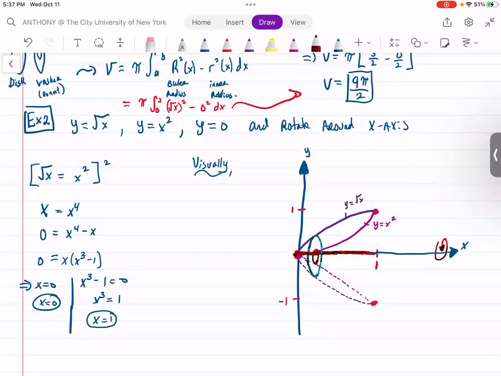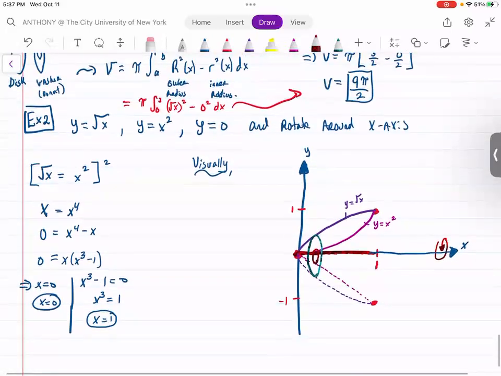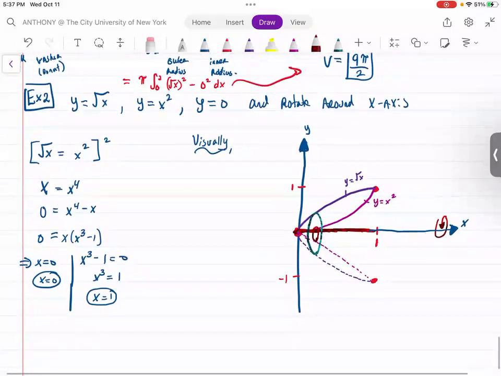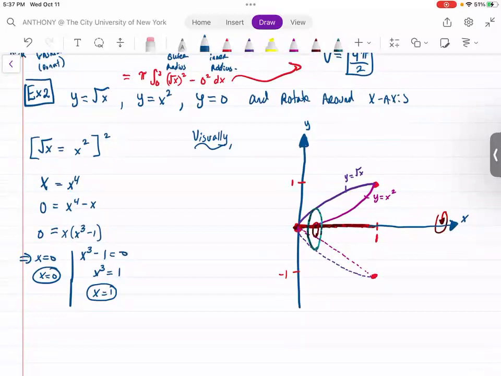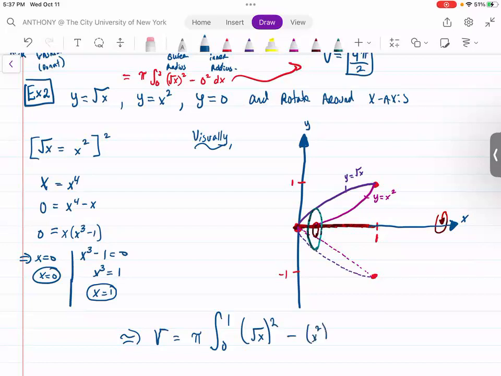All right, so how does the washer method work? It's the outer radius minus the inner radius. So what is my outer radius in this example? Square root of x. So it's going to be pi from 0 to 1 of the square root of x squared minus x squared squared dx. And then you evaluate the volume.